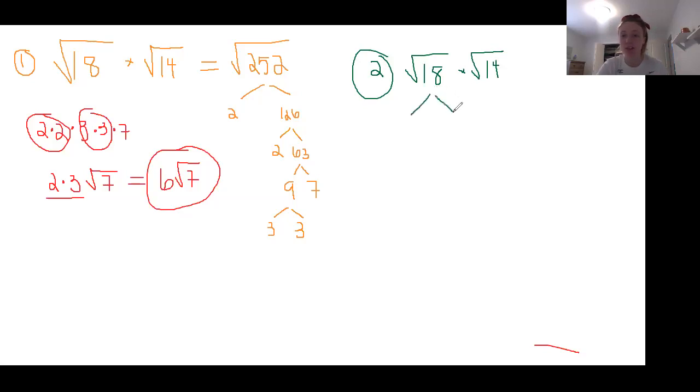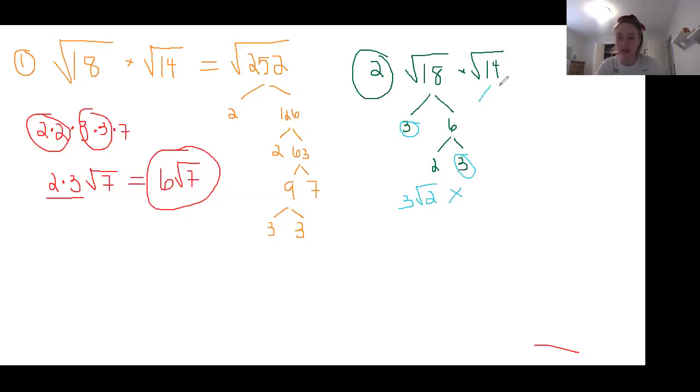I'm going to do my factor tree first. So 18, I know that 18 is 3 times 6. I know that 6 is 2 and 3. So I know that I have 2 3s and 1 2. Now remember, since I have 2 3s, I can take out 1 3. My 2 is still going to be in the square root. So the square root of 18 is actually 3 square root 2. And then I have to times that by the square root of 14.